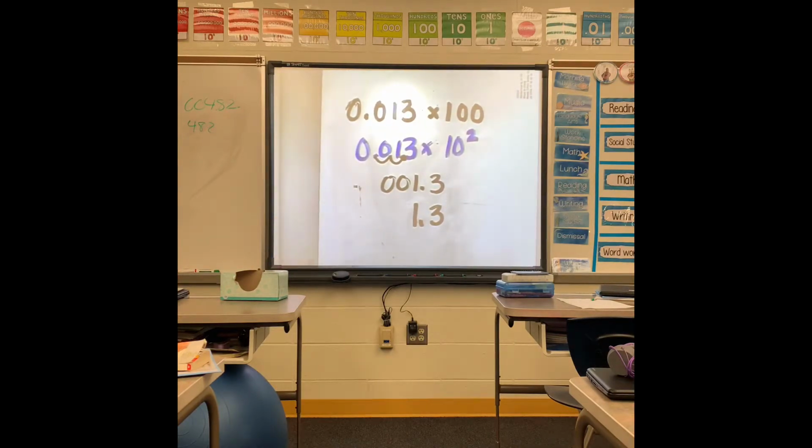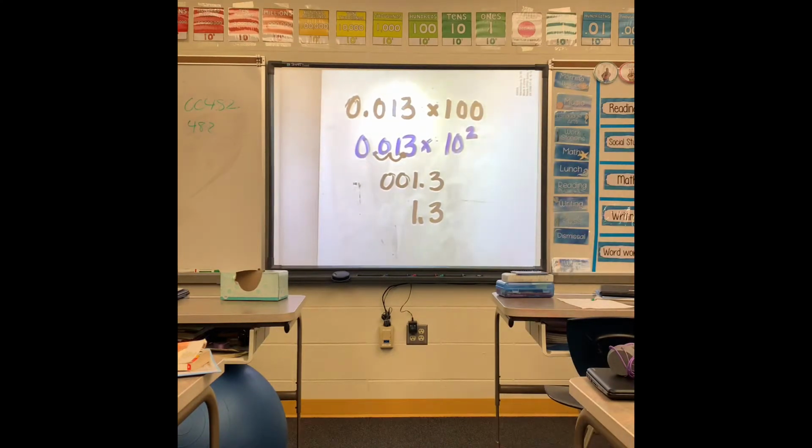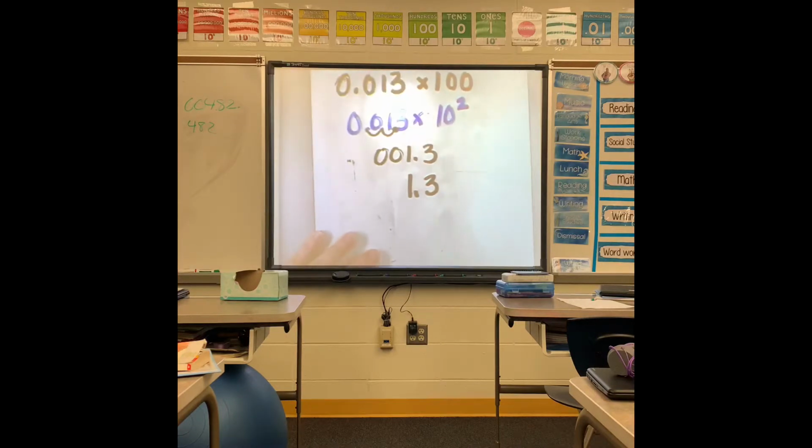The students will get more comfortable with that. If they want to leave the zeros for right now, that's fine. But they don't have to leave the zeros, and it's the same thing. I just don't want them to get confused with that. So let's do a few more like that.